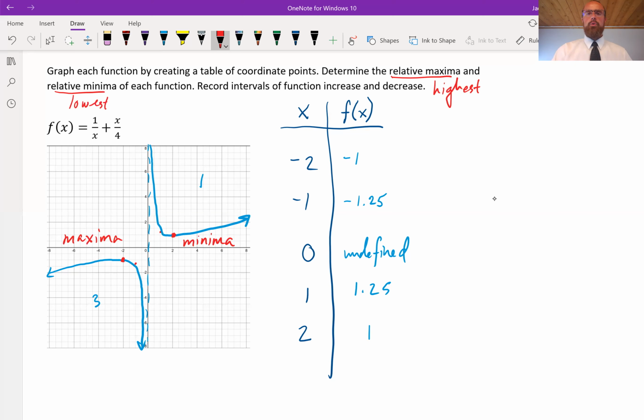So definitely you want to keep your wits about you when you're identifying the maxima and the minima. Because they're relative, they could be on a part of the graph that's lower than the other one if it's a maxima. And similarly, it could be on the higher part of a graph if it's the minima. Well, let's locate those points using the Desmos feature.